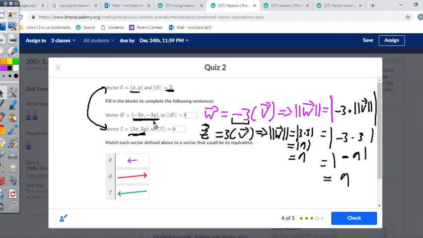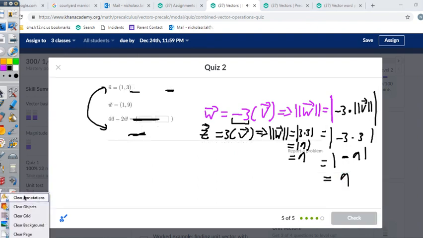And also W and Z have to have much bigger magnitudes than V, because W and Z are multiplied by a scalar with an absolute value of 3. So because of that, V has to have a shorter magnitude than W and Z. So this should give us the right answer. Moving on to the next question.